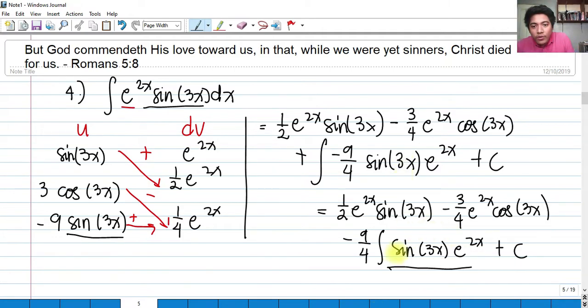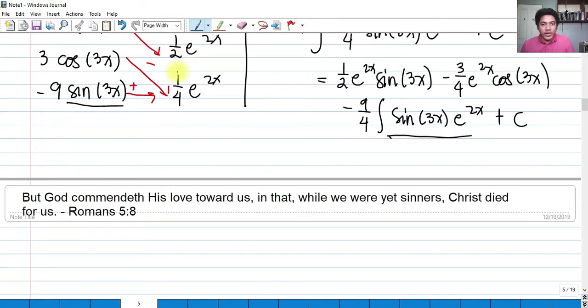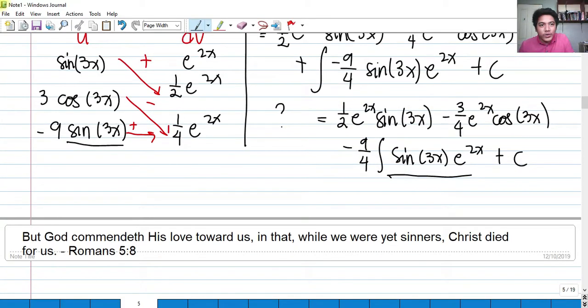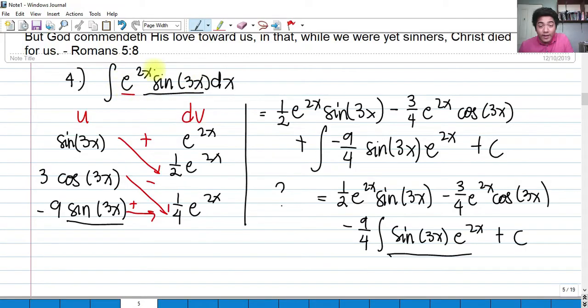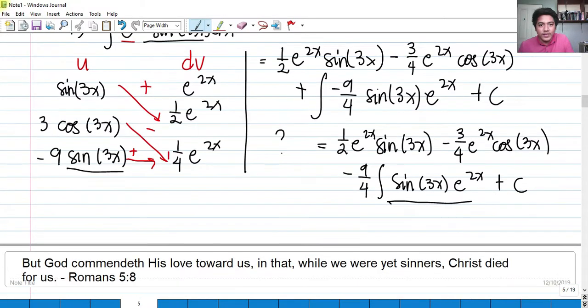So, we have already arrived at the very same given in our integral. So, what will we do? Let me just rewrite. What is the left side of this equation? The left side of that equation is this integral. Agree? Because we are trying to find the integral of this.